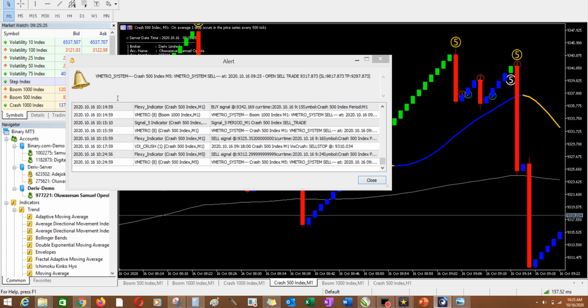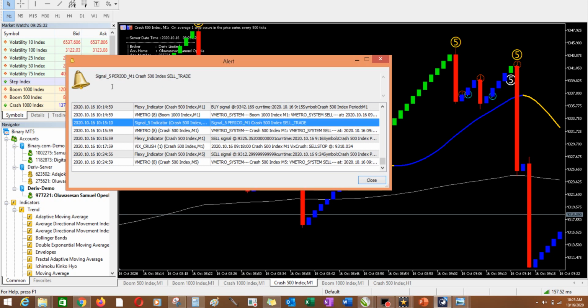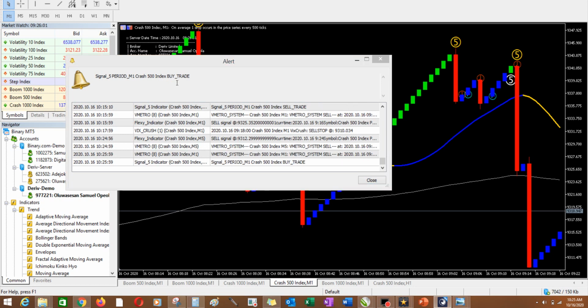Okay, for instance, let me see if I can get something just for me to interpret. You can see signal, period M1, Crash 500. It's going to give you signal on whatever asset you are trading at the particular time. Okay, you can see signal 5, period M1, Crash 500, index sell. You can see you can sell at that particular time.